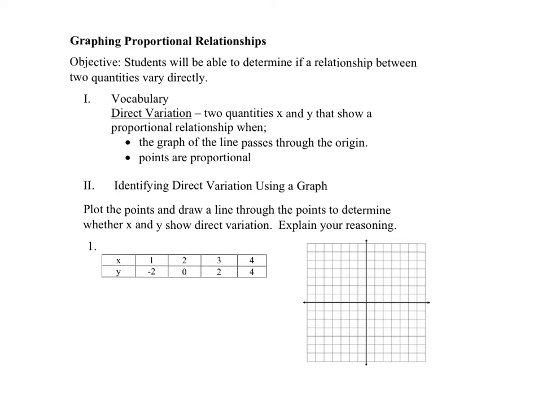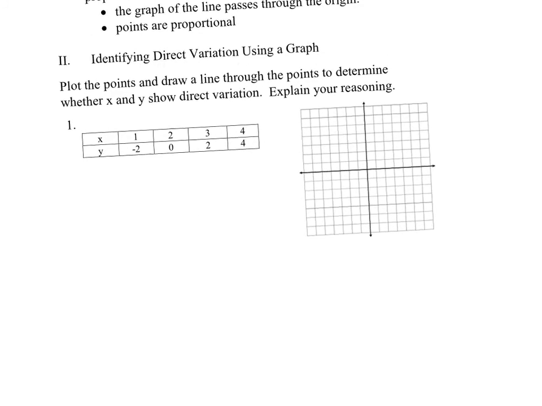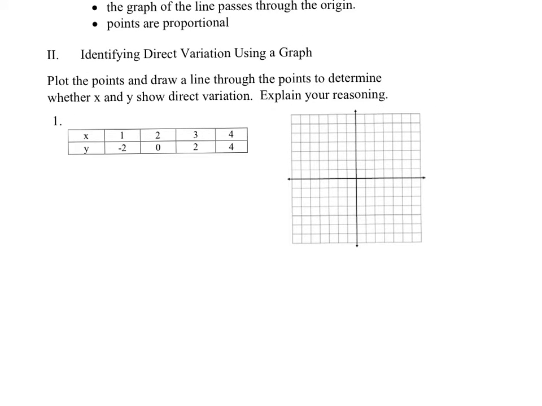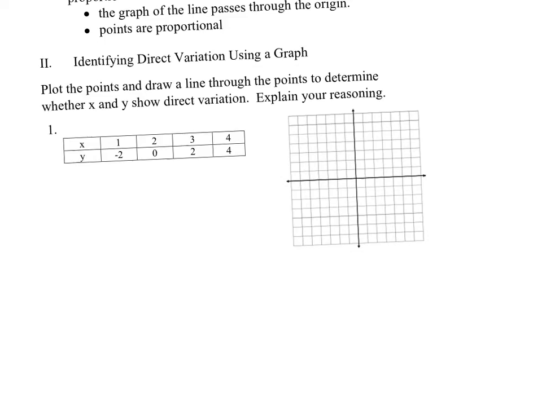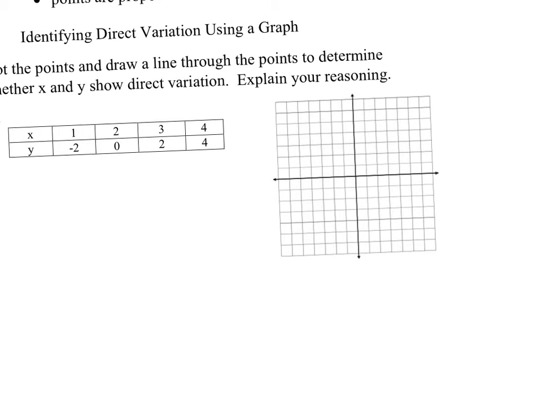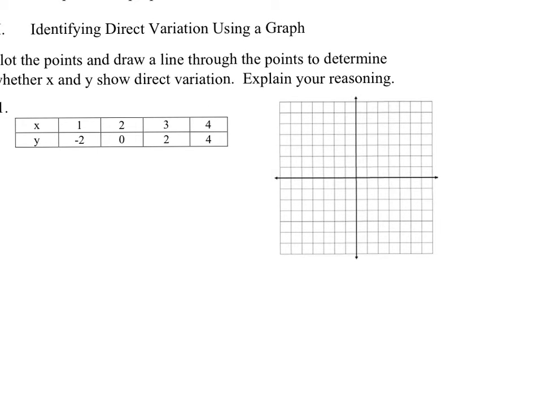If you're looking at number 1 here, we want to actually graph these points and see if they show direct variation. Graphing the first point, it's 1, -2, so over 1, down 2. The next point is 2, 0. The next point is 3, 2. And the last point is 4, 4. Whew, there it is.